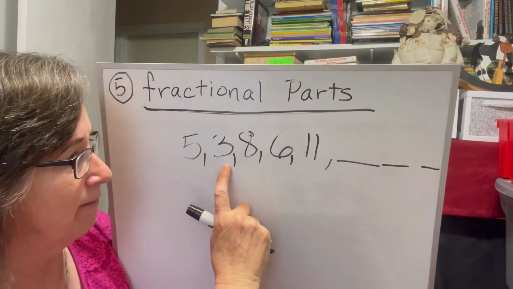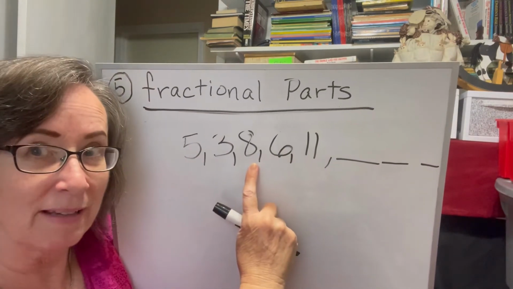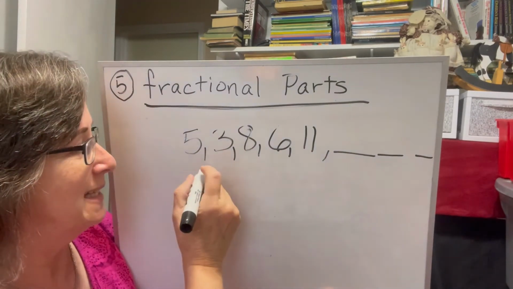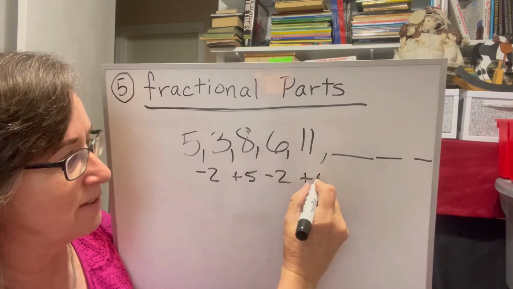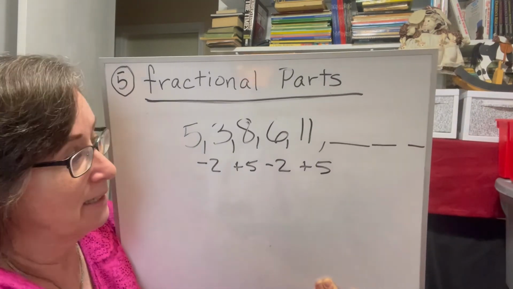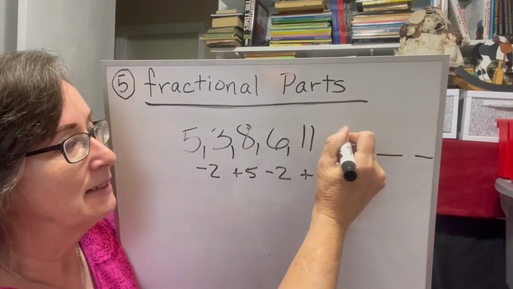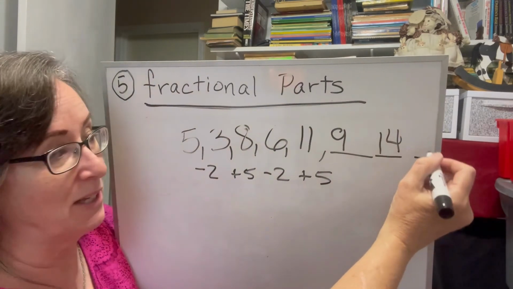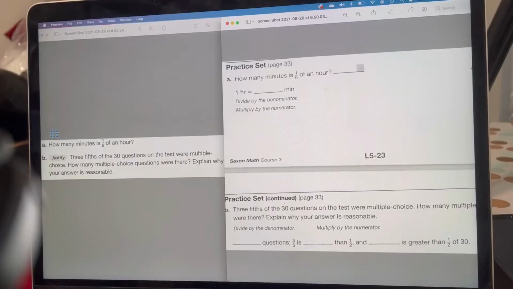Does that repeat itself? 6, 8. 6 is 2 less than 8, isn't it? And then 11 is 5 more than 6. So is it going minus 2, plus 5, minus 2, plus 5? Looks good to me. So what would this one be? Minus 2, plus 5, minus 2. And we would have our next 3 numbers.